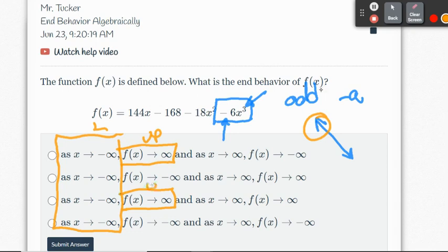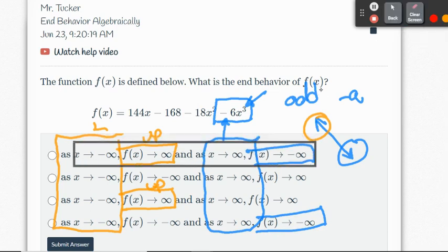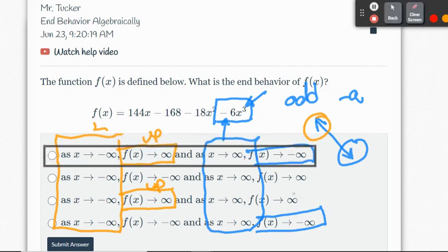So we only have two choices. And then we're looking for right, down. So these are all going to the right. And then we need the one that's also going down. This one's going down, and this one's going down. And we're looking for the match, which is the first answer selection. This would be the correct line to write for our end behavior for this polynomial.